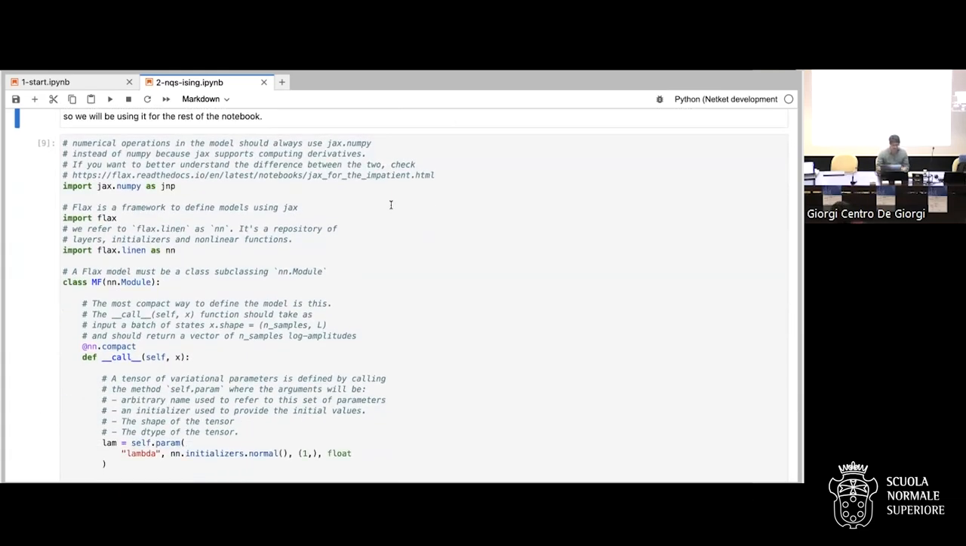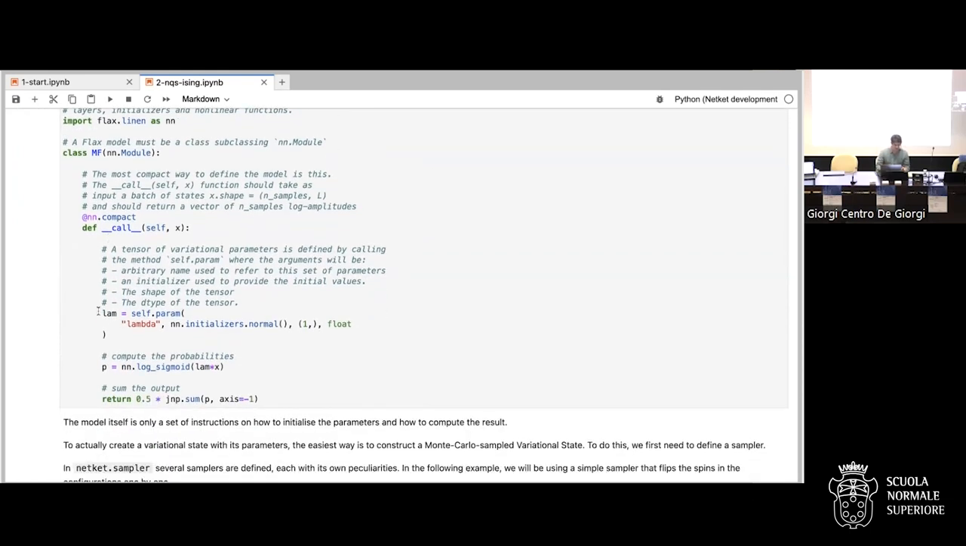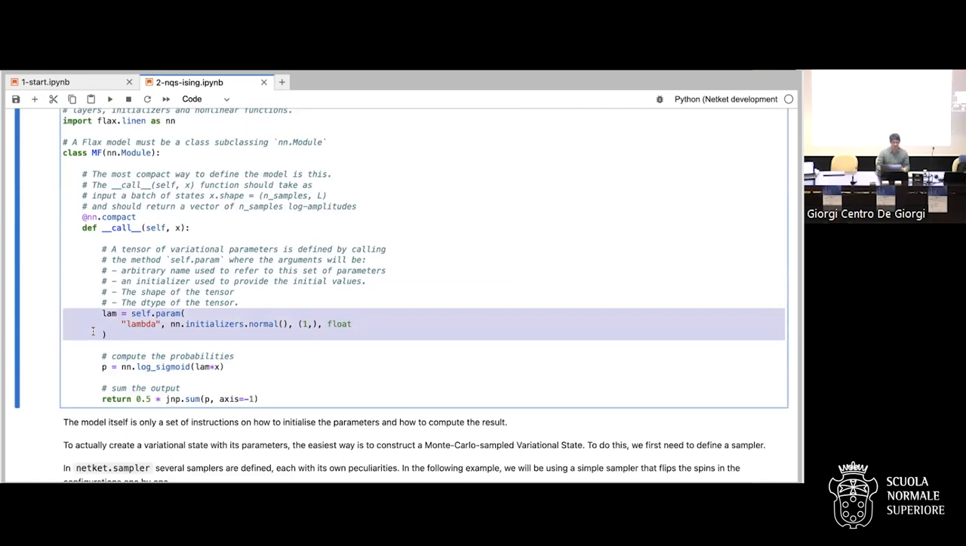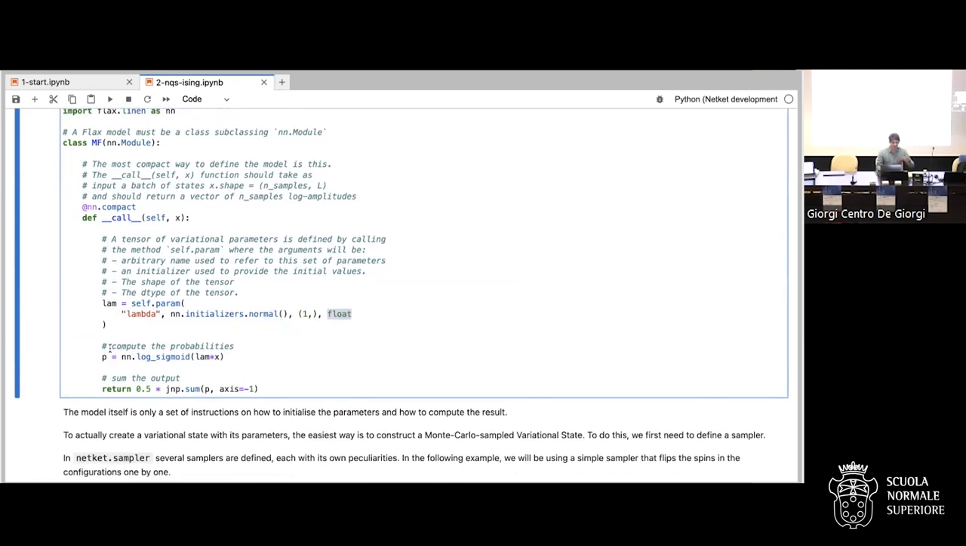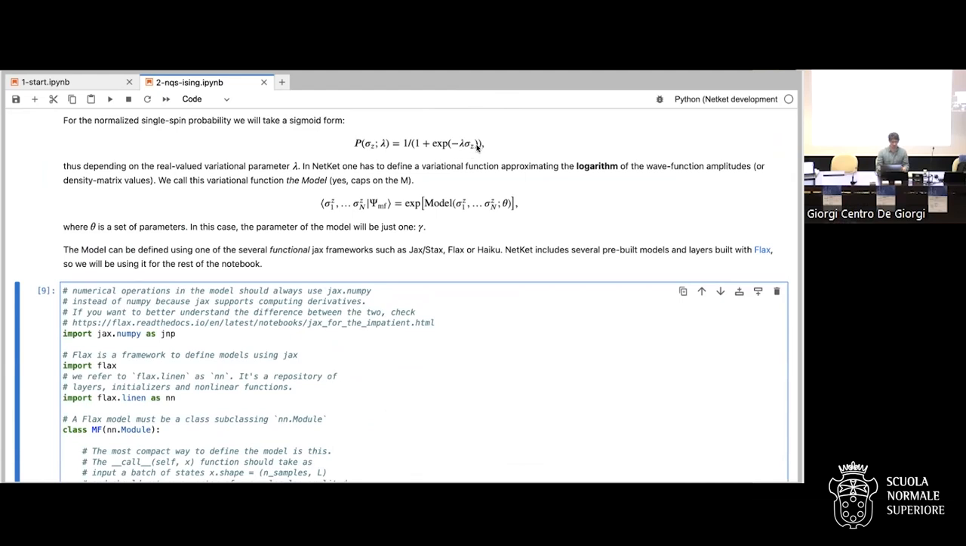So this is using Flux, which is one framework to define neural networks with JAX. You can pretty much use what you want, but in short, what is going on here is I'm defining the parameter lambda to be initialized with a Gaussian at the beginning. It's a single parameter and it's a floating point number, okay? And then the output of my neural network is computed by taking the log sigmoid of lambda times x. Okay, so it's implementing this function here.